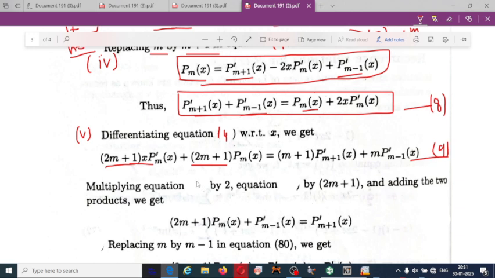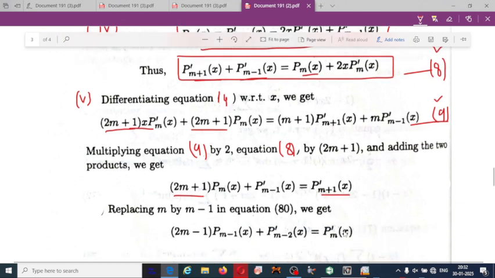Then multiply equation 8 by 2m plus 1 and add the two products. So equations 8 and 9 we have to consider. After multiplying and dividing, we get 2m plus 1 into Pm of x plus P prime m minus 1 of x is equal to P prime m plus 1 of x. This is the sixth recurrence relation.